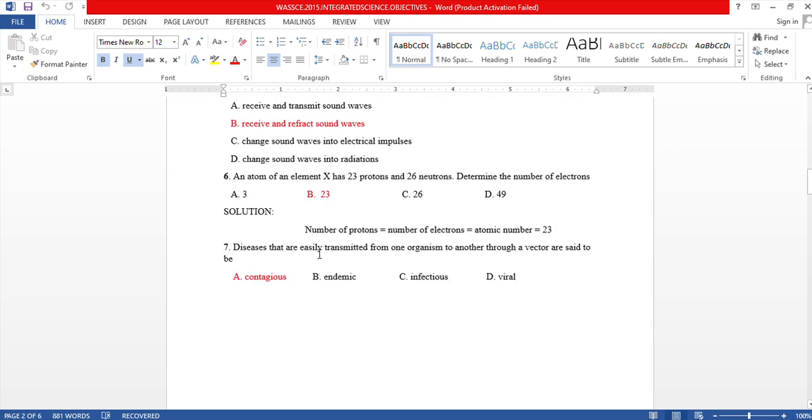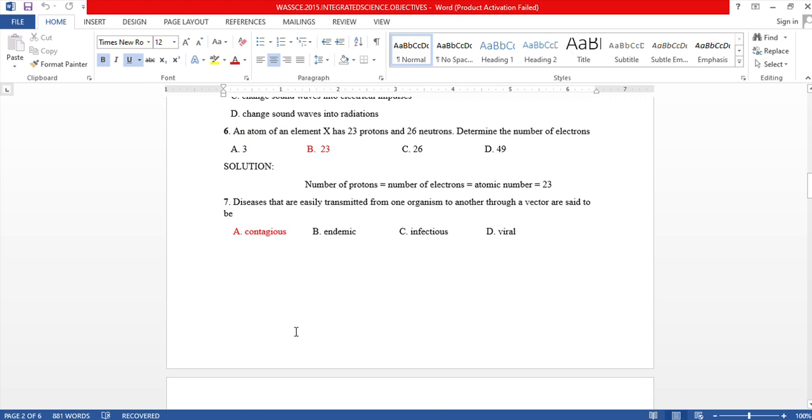Number 7, diseases that are easily transmitted from one organism to another through a vector is said to be contagious. Infectious diseases are normally diseases that would be caused by a pathogen. Alright, so let's move on to number 8.